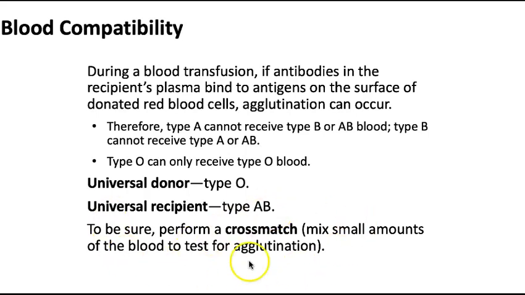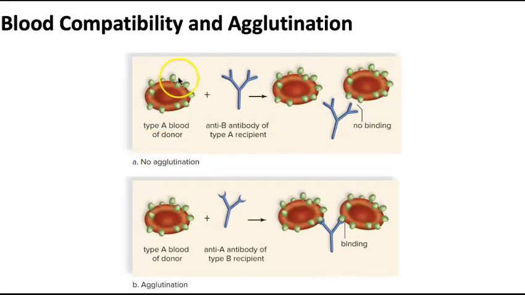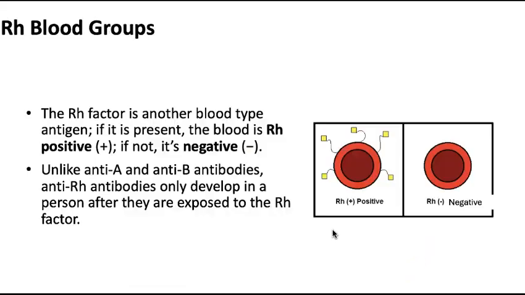So we need to ensure that we perform a cross match, which is going to mix small amounts of the blood to test for agglutination before the blood transfusion. And this is just an image depicting that. So we have type A blood from a donor, and they are going to make anti-B antibodies, and so we will see that there's no binding here. Well, if we have type A blood that's donated and the anti-A antibody of a type B recipient are mixed together, then we're going to see agglutination.